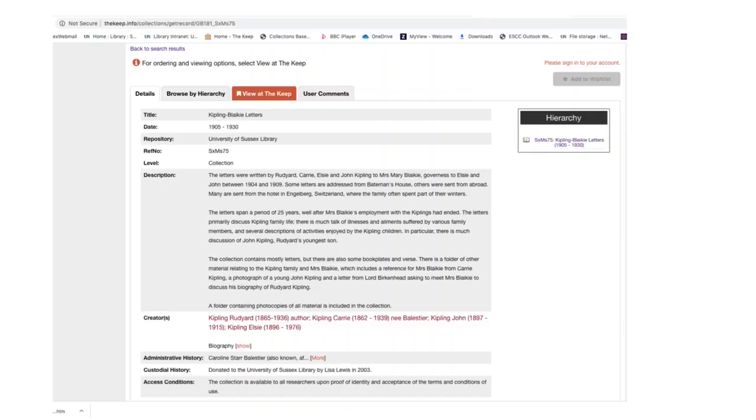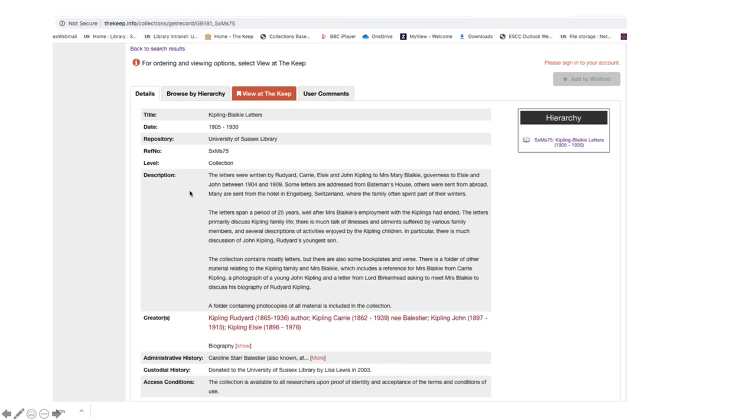So if I look at the Kipling Blakey letters on the Keep catalogue, I can see the collection level description. So this describes the whole collection, not just the one document that we've been looking at. And I can find a lot more context for that document, and I can also find out why we have it. So if I look down here to custodial history, it was donated to the University of Sussex Library by Lisa Lewis in 2003.